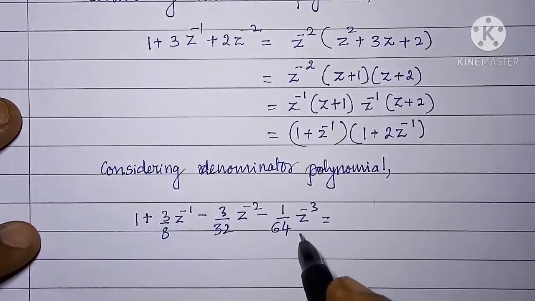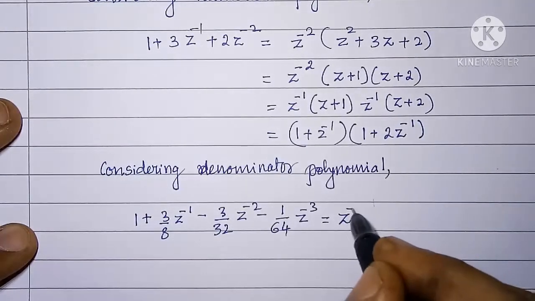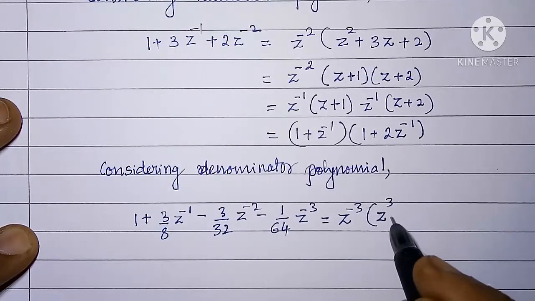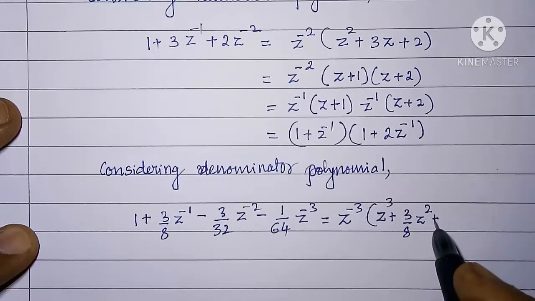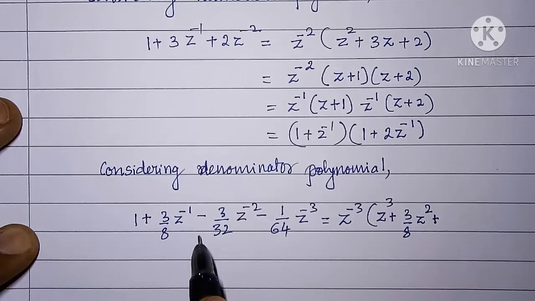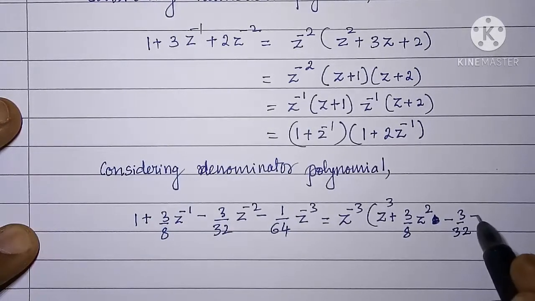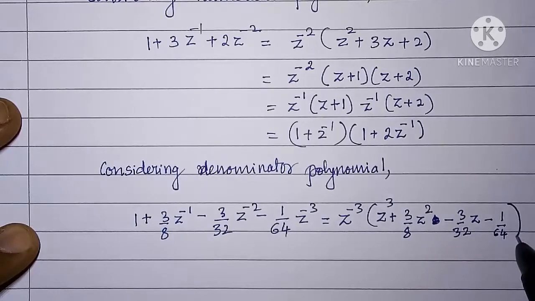From this cubic polynomial, from this denominator polynomial, I will take z raised to minus 3 outside. Inside the bracket, I will have z cube plus 3 by 8 z square. Here I am having minus, so I will change this to minus 3 by 32 z raised to 1 minus 1 by 64, bracket complete.